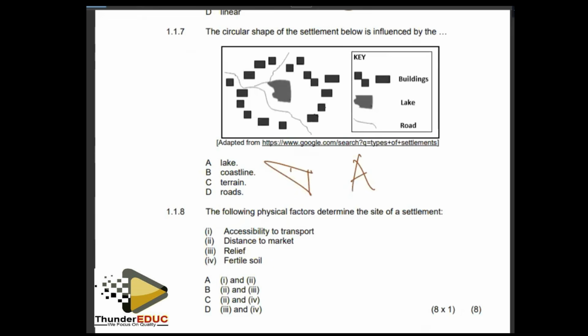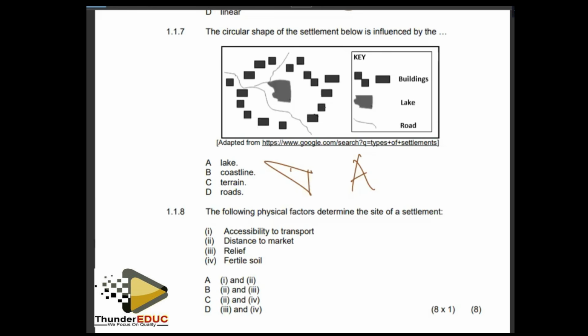1.1.8, the following physical factors determine the site of a settlement. They give us different options, and you are supposed to choose which one is fine. One option says accessibility to transport, the second says distance to market, another is relief, another is fertile soil. So which one is physical?